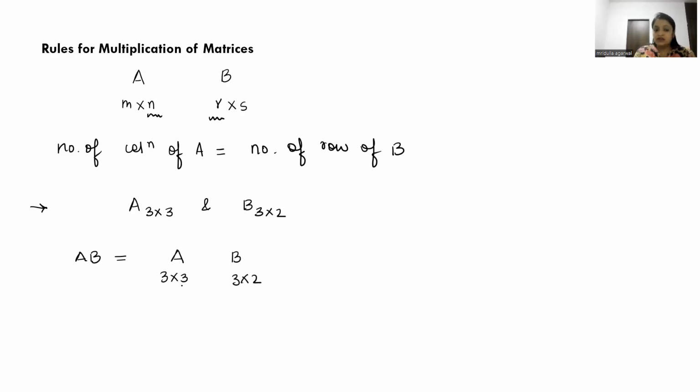By the rule, the column of A should be equal to the row of B. As you can see, the side by side numbers should be the same. Only then does the multiplication between them exist. And the dimension of the result is the remaining dimension. So what is that dimension? It is 3 cross 2.